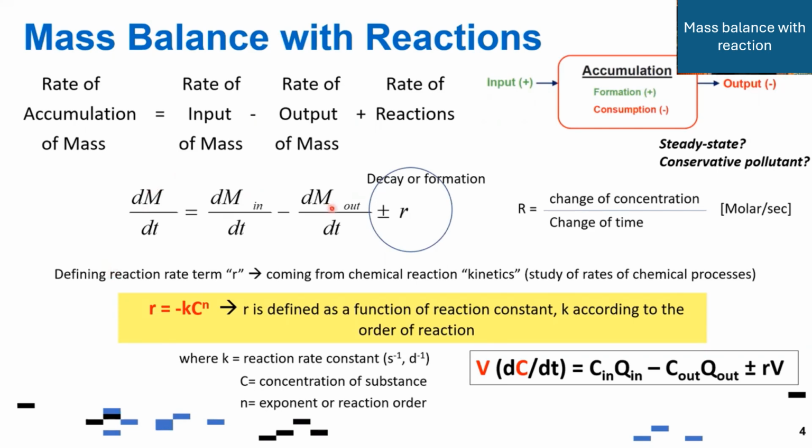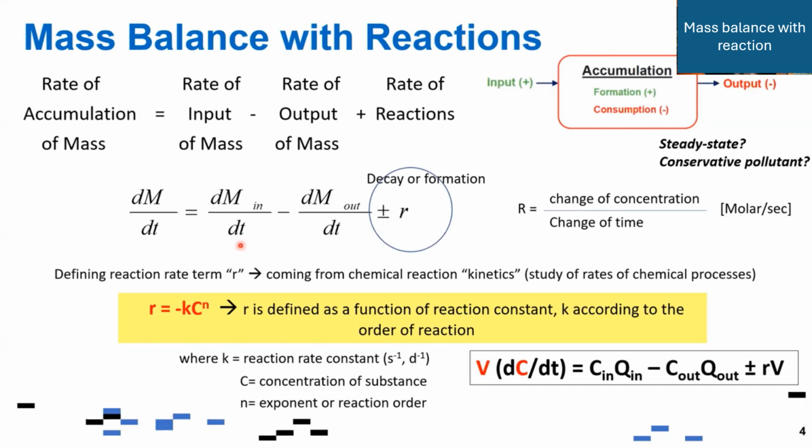So the pollutant is not reactant, it's not degrading, it's not producing new materials. So this part here will be zero. If we are using a conservative pollutant, the R, the rate of reaction, is zero. Using the two assumptions in our previous example, steady state becomes zero, and a conservative pollutant equals zero here. So what remains is only the mass flux in and the mass flux out. With that, your problem becomes simpler.